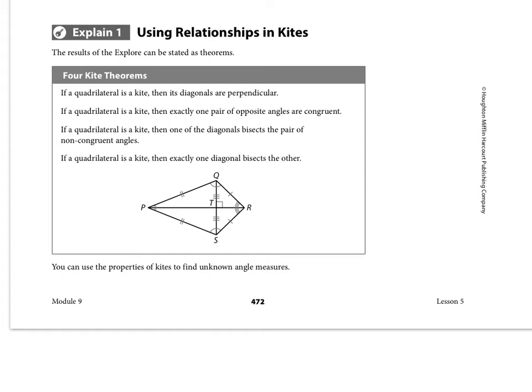Finally, the theorem that we need to know is that if it's a kite, then one diagonal bisects the other. So thinking about what these diagonals do, in a parallelogram, remember, they're going to bisect each other. That's not how this works. In this case, only one diagonal, this one, PR, is going to bisect diagonal QS. So you can see that the smaller pieces QT and TS are congruent. So on the next page we're going to use those relationships to figure out some missing angle measures in the kite.